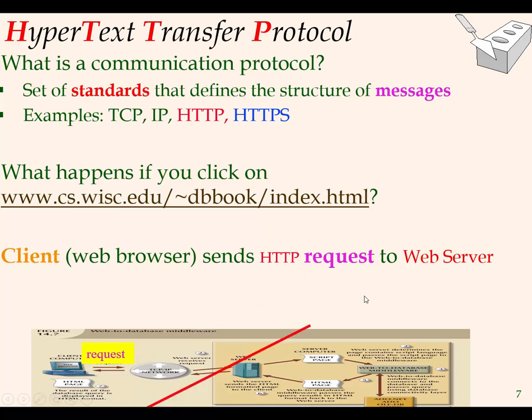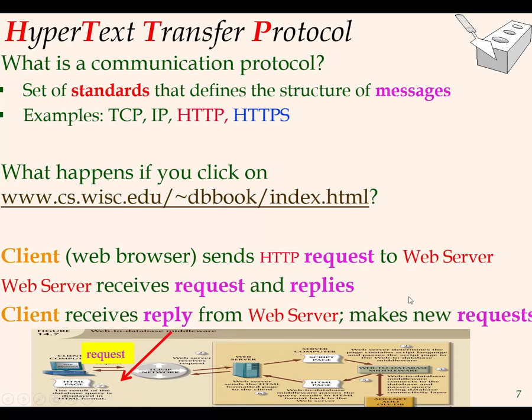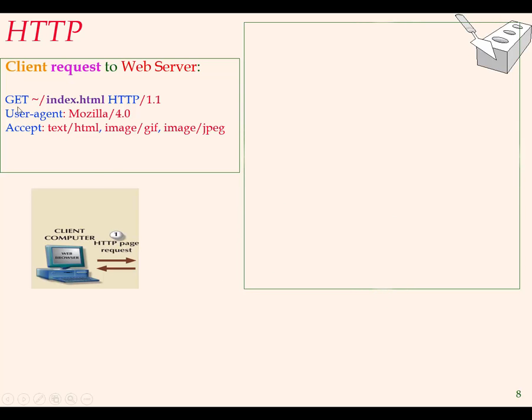So this is the request, and a typical request looks like this. And this will be the reply, and typically the reply looks like this. Here's the client. It sends a request to the web server, and it says, I'm looking for this page. I'm using HTTP version 1.1. I am Mozilla 4.0. I accept back HTML text, images, GIF, and JPEG.